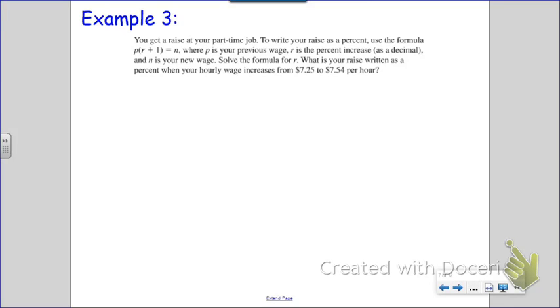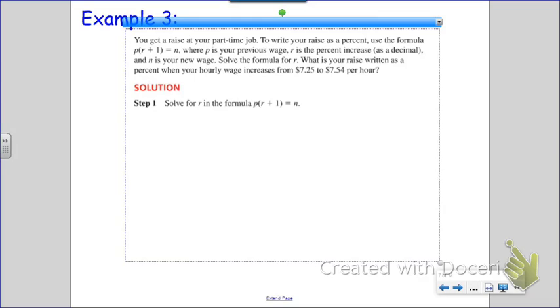Our next problem is a story problem. You get a raise at your part-time job. To write your raise as a percent, use the formula P times R plus 1 equals N, where P is your previous wage, R is the percent increase as a decimal, and N is your new wage. Solve the formula for R. What is your raise written as a percent when your hourly wage increases from $7.25 to $7.54?